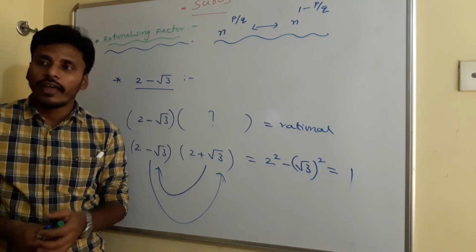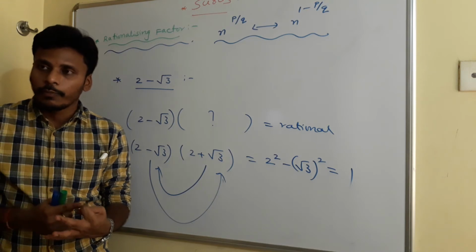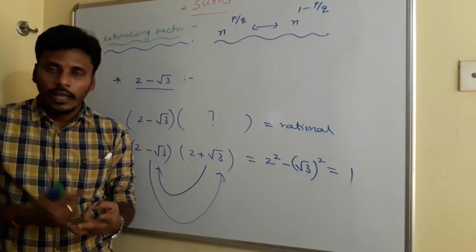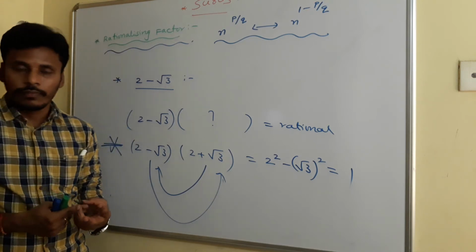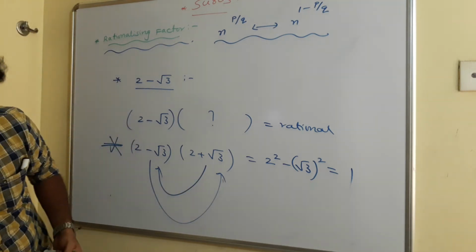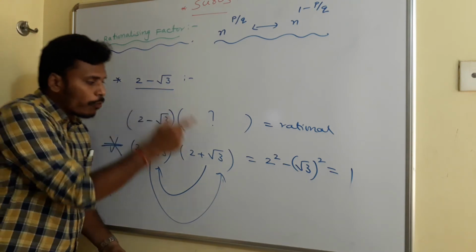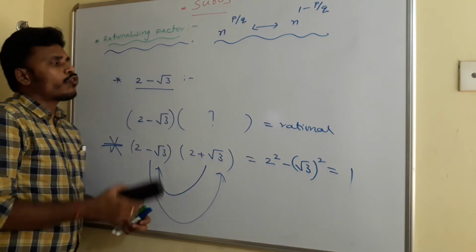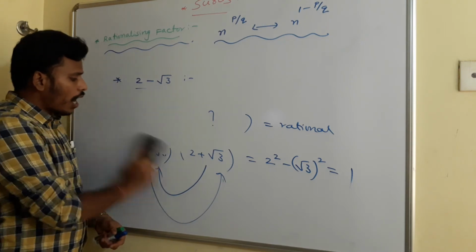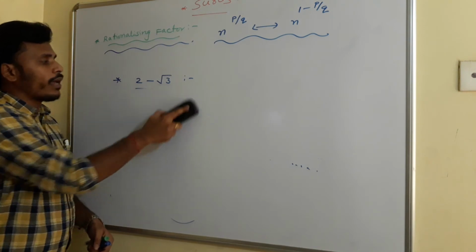I think you are all aware of these identities, formulas like a square minus b square, a plus b whole square, a minus b whole square, a cube minus b cube, and all those things. Here I used the identity of a square minus b square. So from this, the rationalizing factor for 2 minus root 3 is 2 plus root 3.